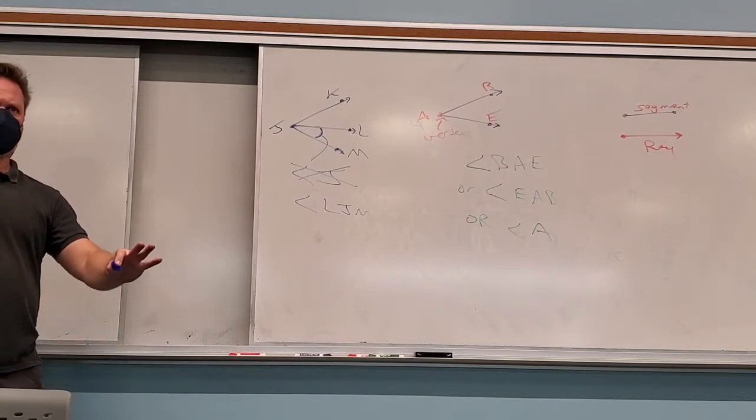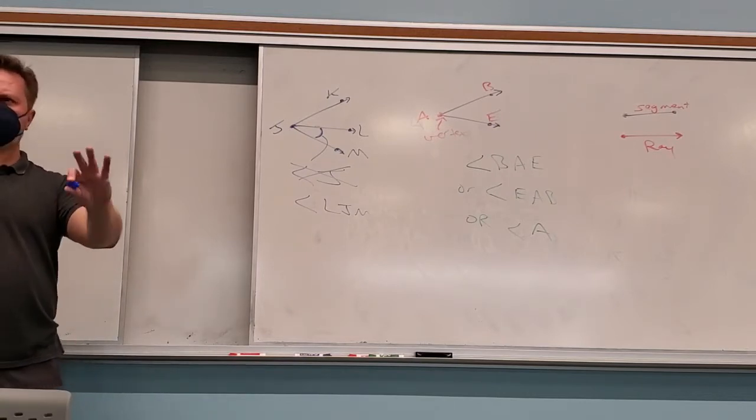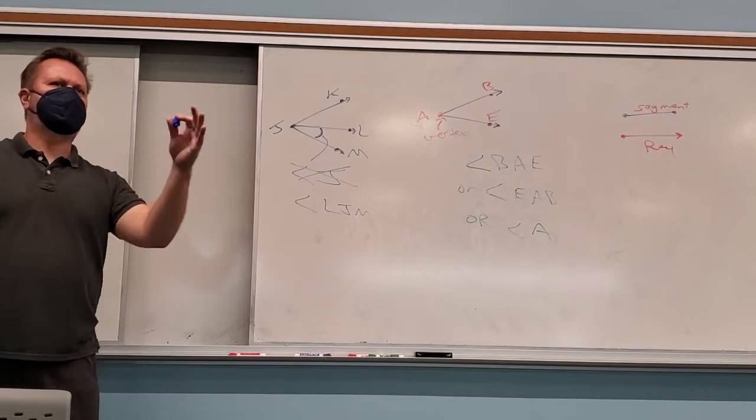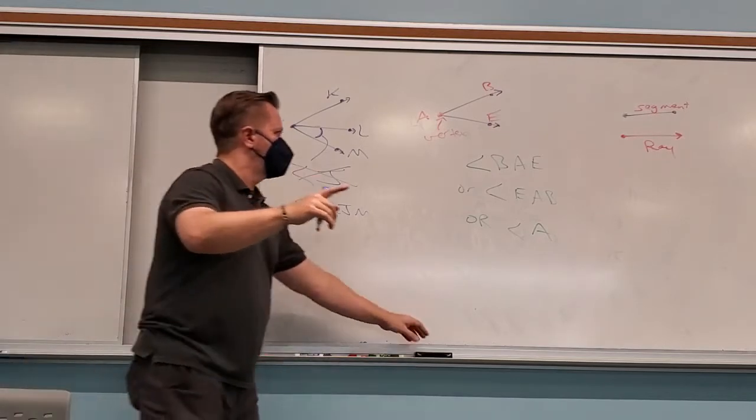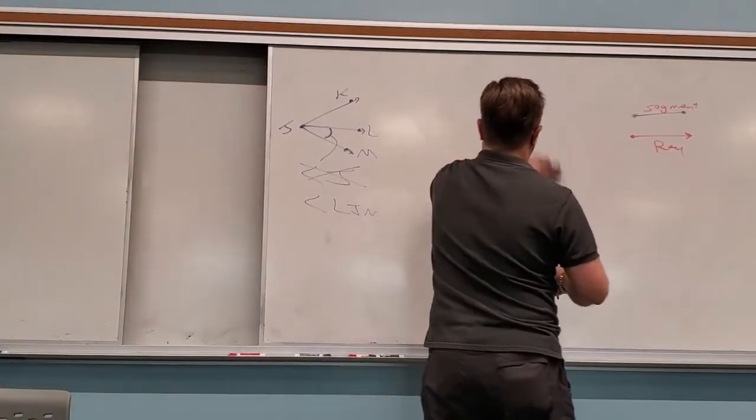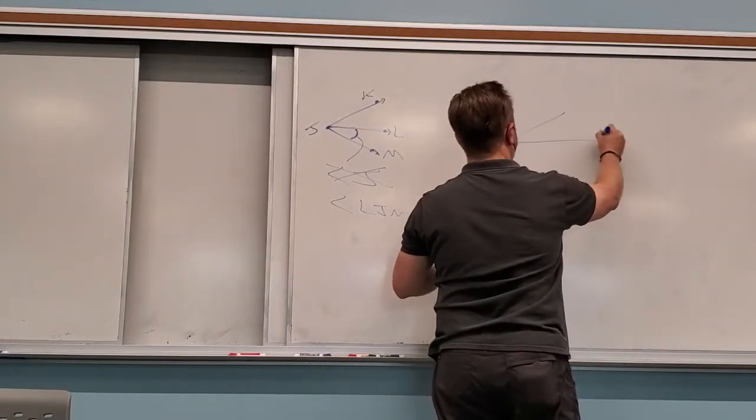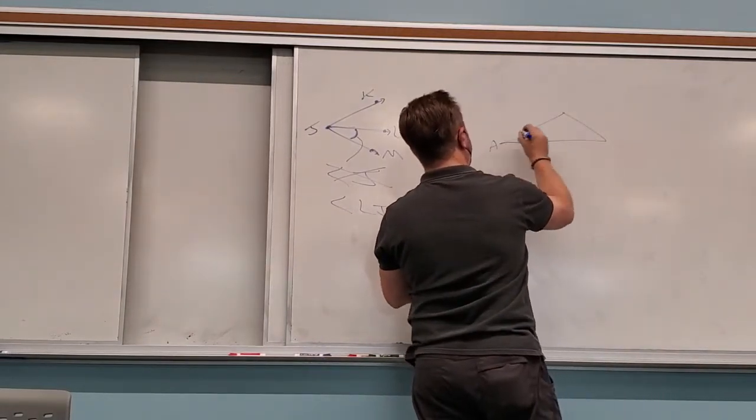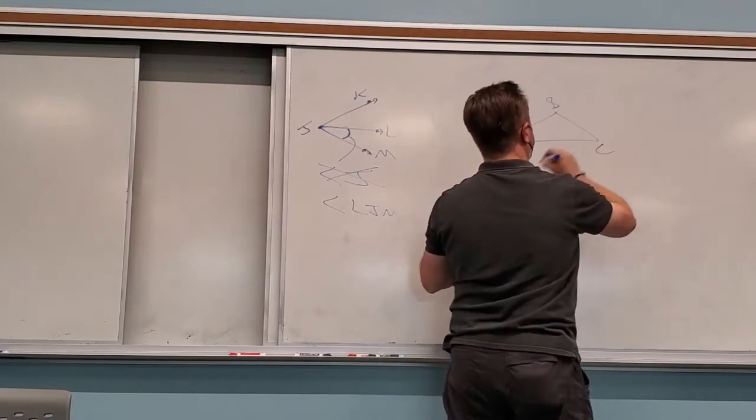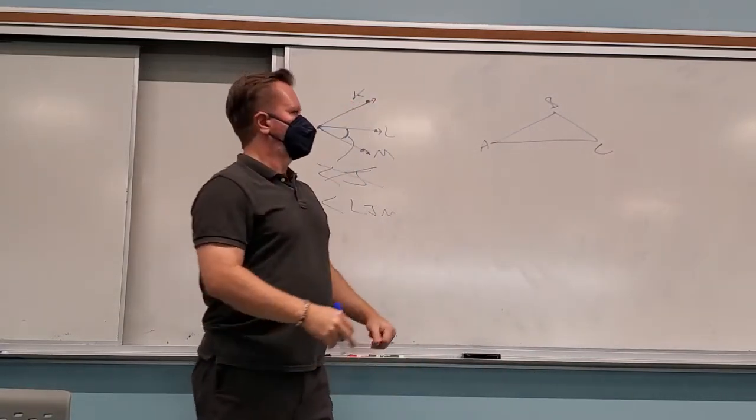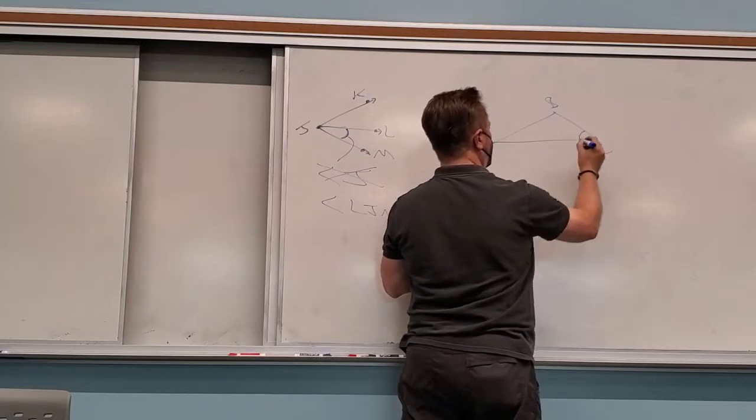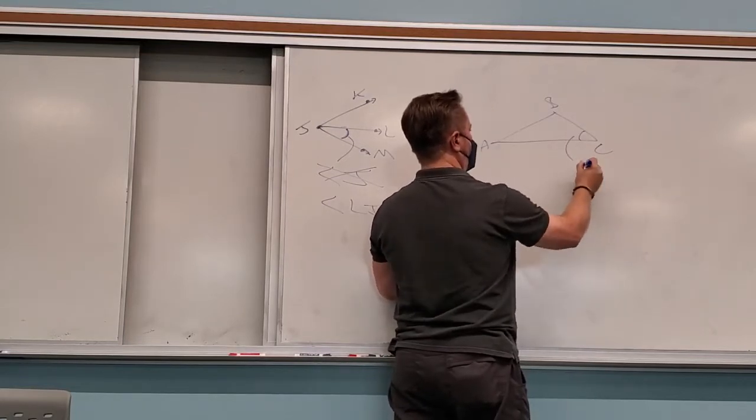How are we doing so far? Is this all right? We're just talking about, I'm given some angle, how do I talk about it? So let's do this. What if it sat in a triangle? Say a triangle ABC. How would you reference this angle here? Give me 2 different ways.